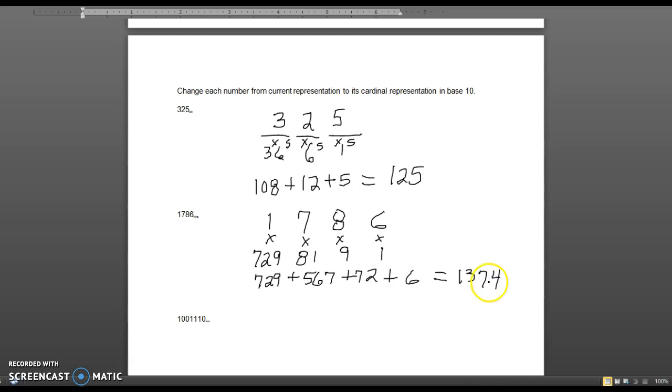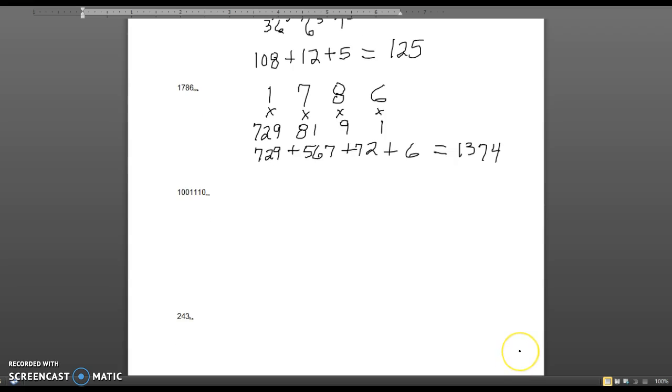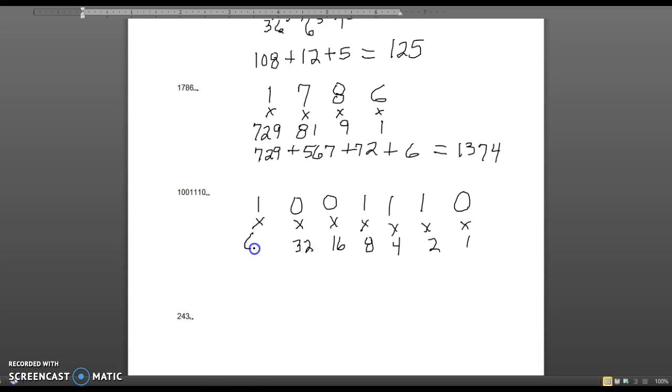All right, let's see if I can squeeze one more in here. I've got quite a long number here. I'm going to spread it out. All right, I think I've got it. So these are the 1s. These are the 2s. These are the 4s. 8s. 16. 32. 64.